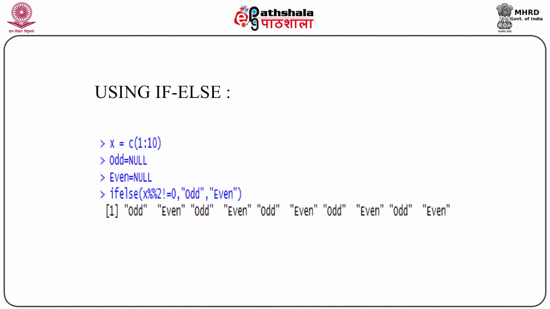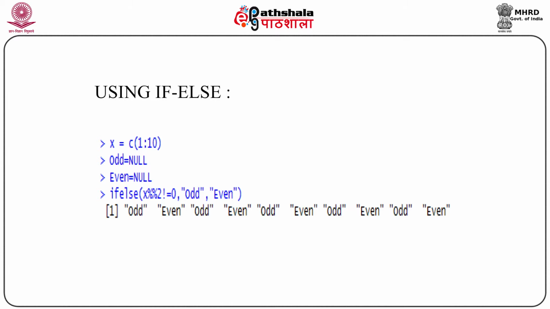Once we can solve these kinds of easy problems, we can master the art of tackling even trickier problems gradually. Here, let's consider the vector x containing the series of values 1 up to 10. We are assigning null values to the variable odd, and similarly, null values are assigned to the variable even as well. We know what the syntax of the if-else statement is.